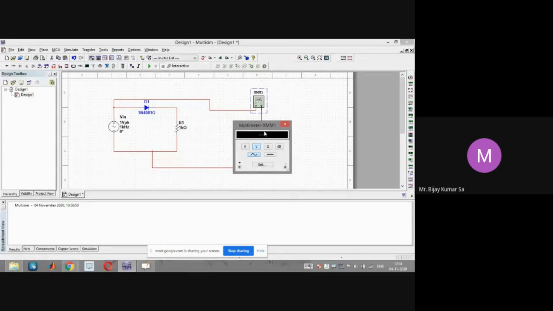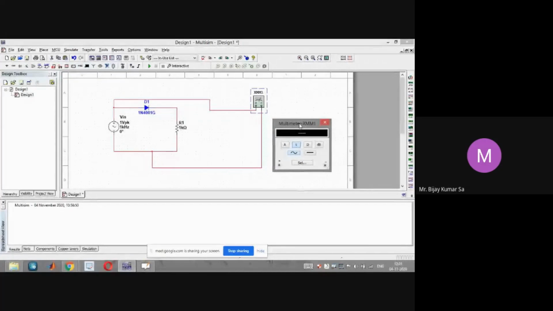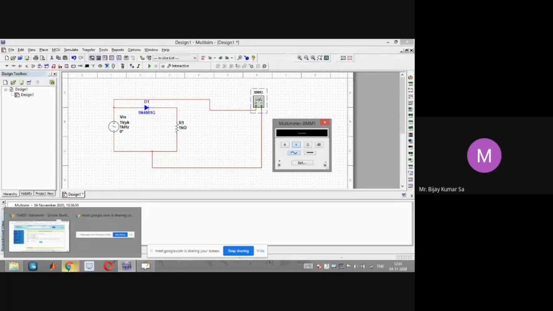Yes, students, give me the reply. Are you getting the question or not? I have selected this multimeter to work as a voltmeter by selecting V and AC. So it will measure AC voltage, and it will measure the AC voltage of the input, and input is a sinusoidal signal of 1 V peak and 1 kilohertz. How much AC voltage will it show once I run this simulation? Yes, answers.